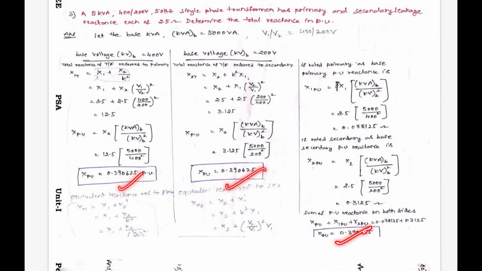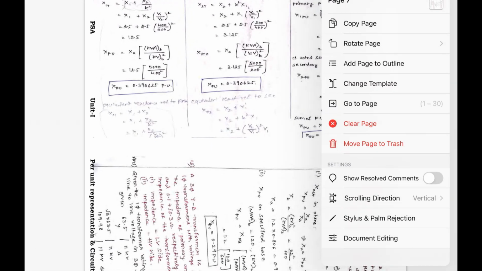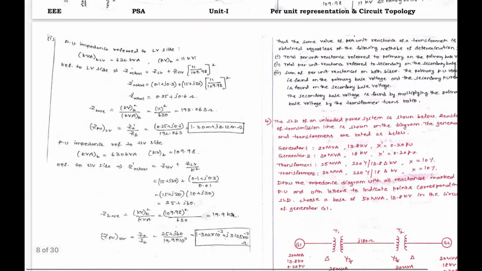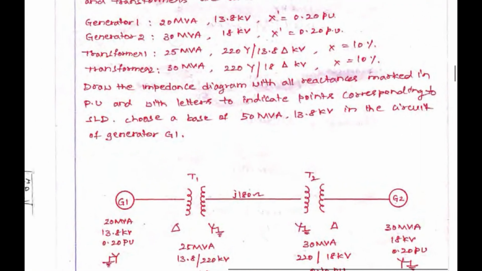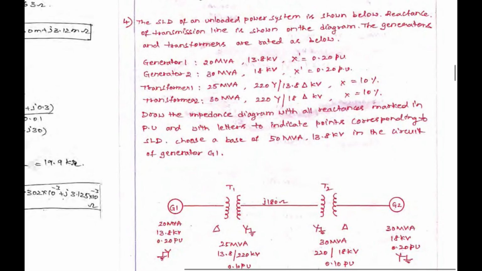So this problem clears the confusion that whether we start moving from the left side or from the right side, the per unit diagram will be the same. There are a number of problems that are there. We will try to solve one problem so that the remaining problems you can easily understand.